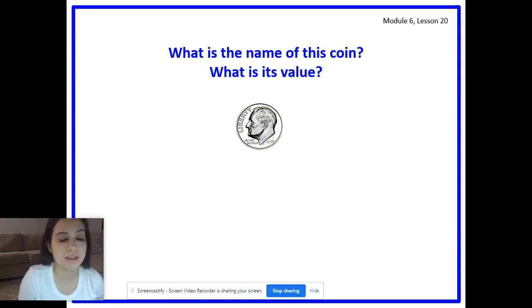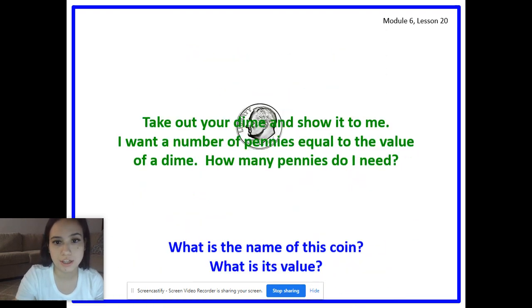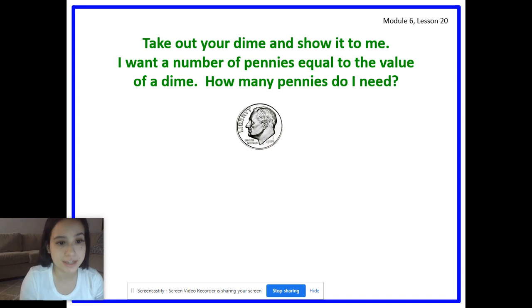So we just went over this, boys and girls. What is the name of this coin? Yes, it's a dime. And what is the value of 1 dime? Yes, it's 10 cents. Very good. So you're going to take out your dime if you have one. If not, we'll just draw it out and you're going to show it to me. I can't see you right now, but take it out.